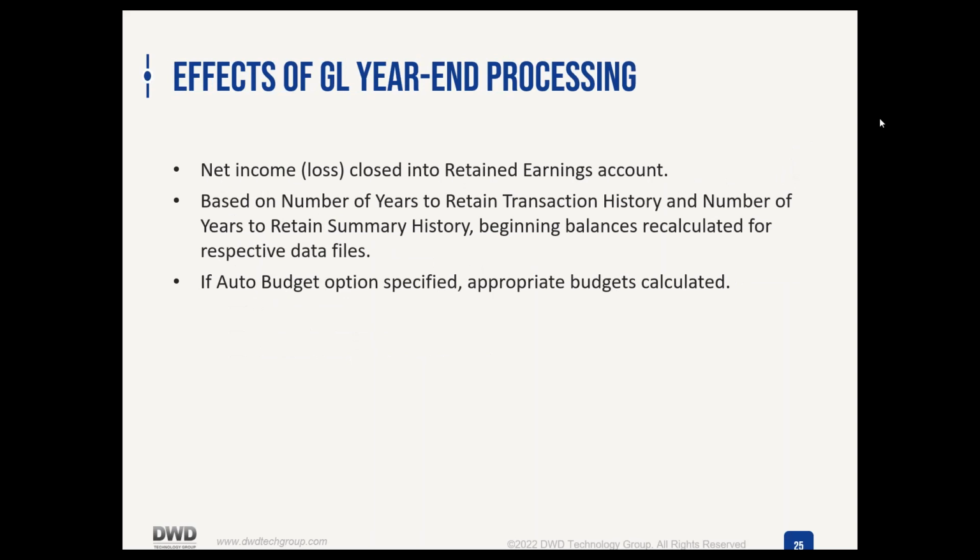What happens as we close the year end? Well, the biggest thing is that the net income or net loss, as the case may be, from the P&L gets closed into the retained earnings account. Depending on the number of years that you're retaining transaction history and summary history, beginning balances for the accounts will get recalculated. If you are doing budgeting, then the budgets will get calculated.